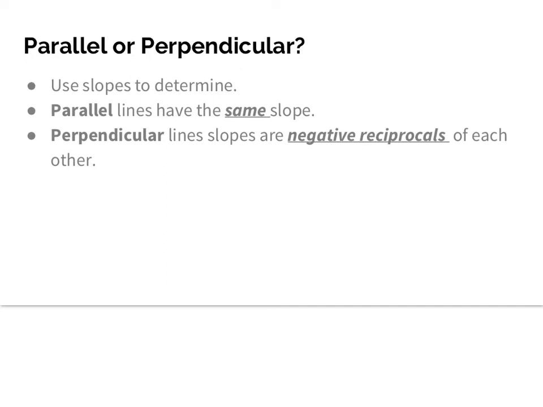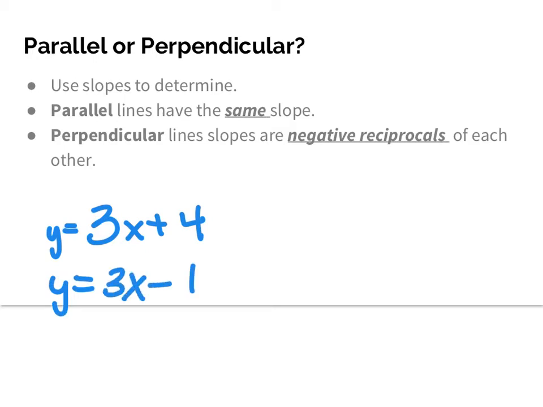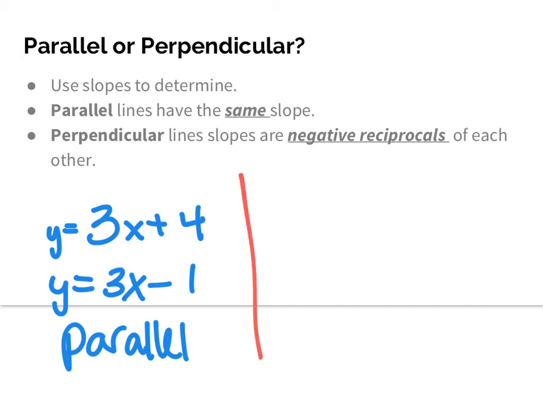So if you have a slope of 3, and your other line also has a slope of 3, then these two lines are parallel. Okay. Perpendicular, the slopes have to be negative reciprocals of each other.